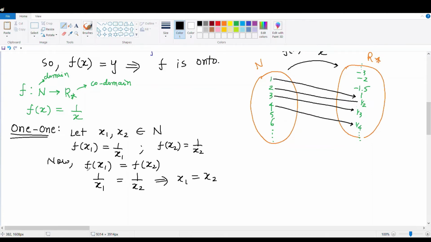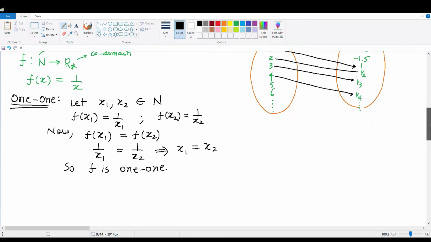And see, we started with assuming that both outputs are the same, and we ended up getting that they are the same only when the inputs are exactly the same. So f is 1-1. So we already showed that this function is 1-1. Now onto onto.